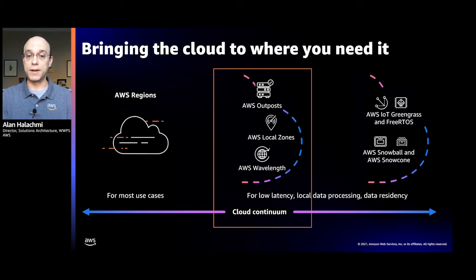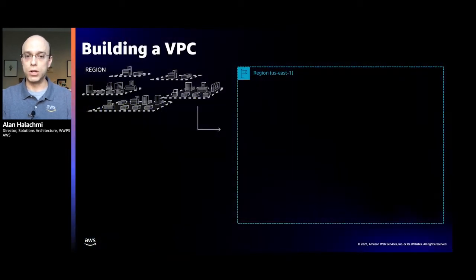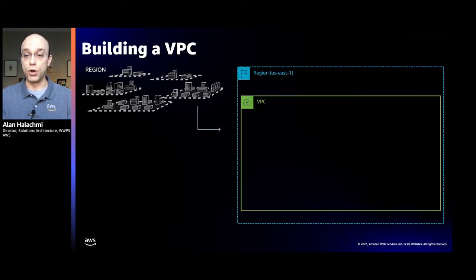So now that we've talked about the physical infrastructure, let's talk about how you use these components to build your own virtual networks. First, we'll talk about Amazon Virtual Private Cloud, Amazon VPC, your virtual network in the cloud. If you'll recall, AWS regions are geographic areas around the world. Within a region, you logically create a VPC. These VPCs can also extend to local zones, wavelength zones, and outposts in the same parent region.